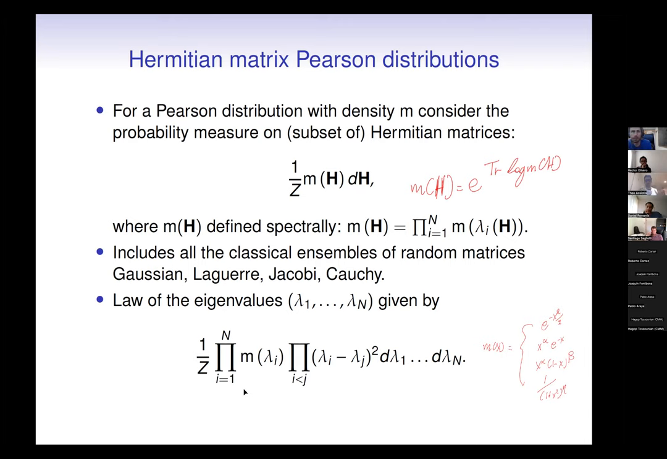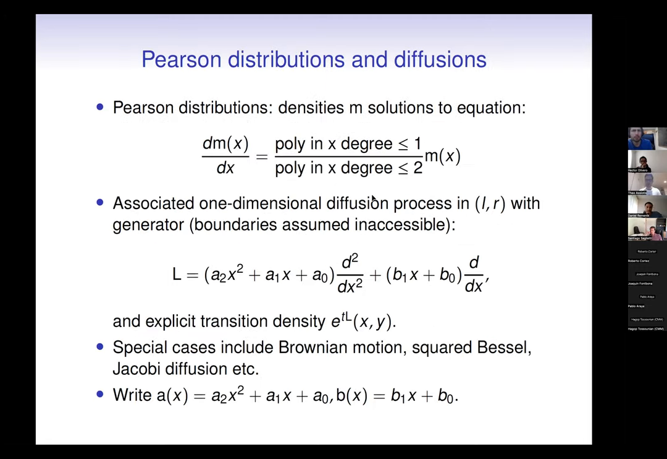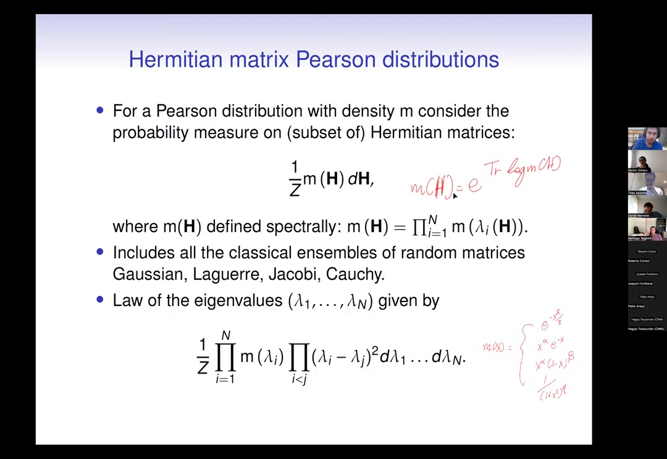So Rich, I should say I just got lost with what type of M can you use here? The M you can use here is the one which can solve the equation, of course. You can solve this equation and then it can be normalized to be a probability. Okay, and then this is the law of the eigenvalues of this matrix model.